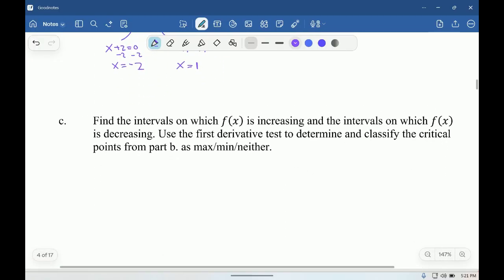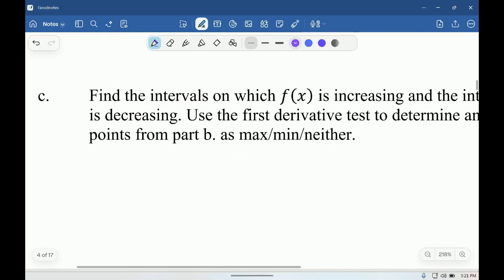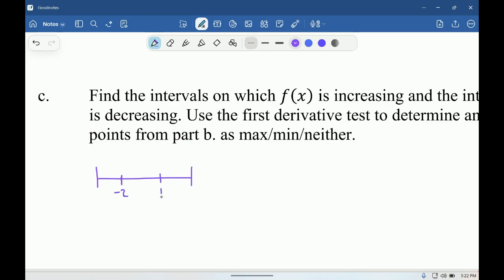Our next problem asks us to find the intervals in which f of x is increasing and when it's decreasing, as well as max, min, or neither. To do this, we're going to need to do a number line with our critical points. -2, 1. And we're going to want to test the intervals. It's going to be f prime of -3, f prime of -1, f prime of 2.